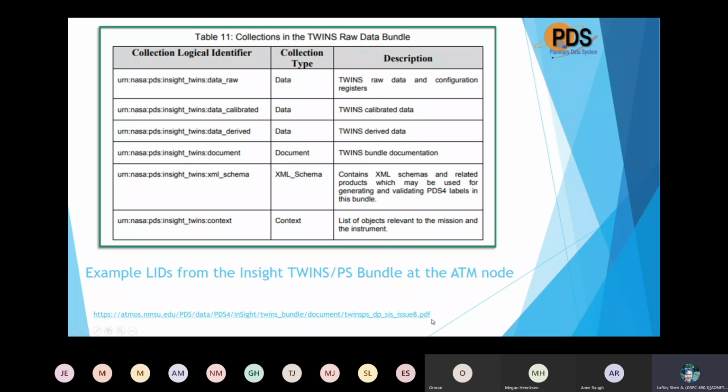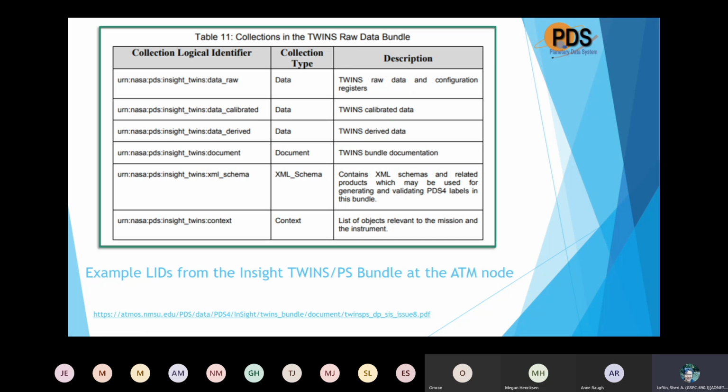And here's a few more examples. So we got your data calibrated, data derived. They have a document collection, so all their documentation about the TWINS instrument is contained there. And they also have an XML schema collection. And this is really good.